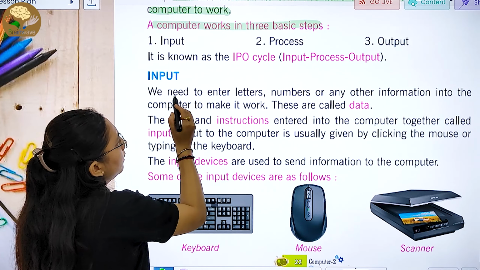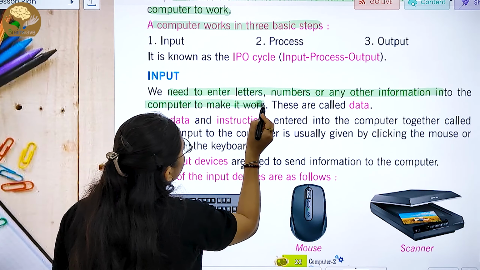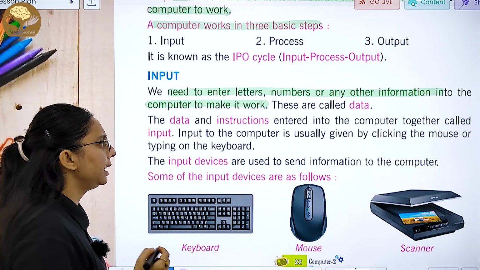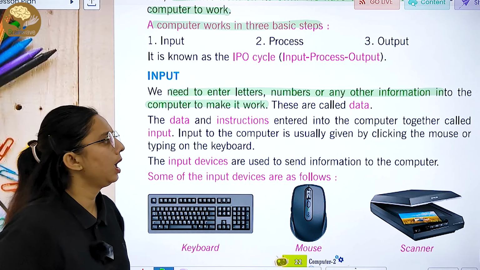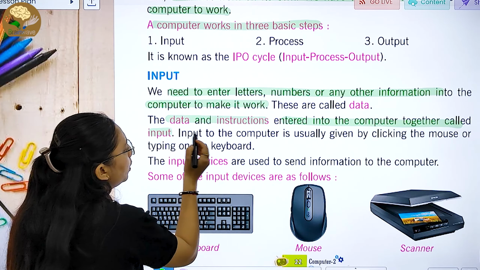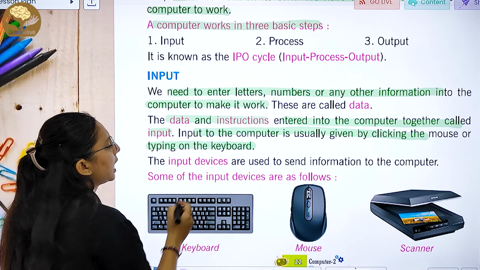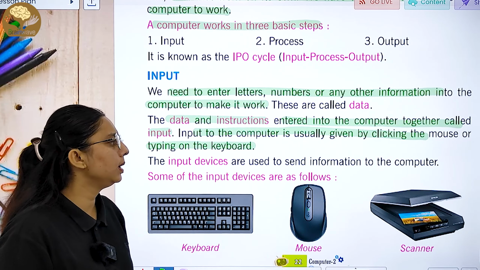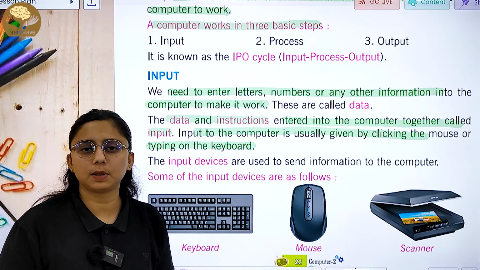First is input. We need to enter letters, numbers or any other information into the computer to make it work. And whatever letter, number or any information that you are giving to a computer, it is called data. The data and instructions entered into a computer together are called input. Input to the computer is usually given by clicking the mouse or typing on the keyboard. How do you give input? By clicking the mouse or typing on the keyboard.